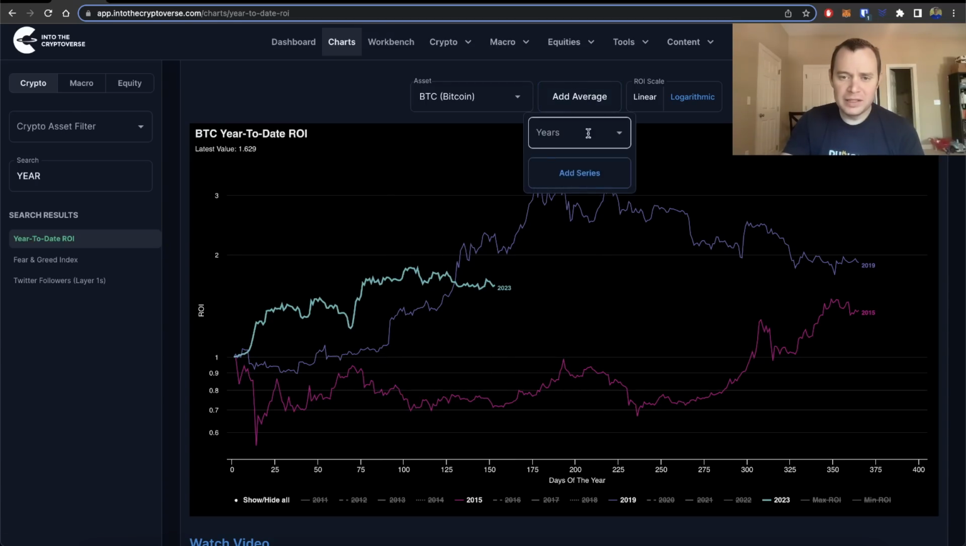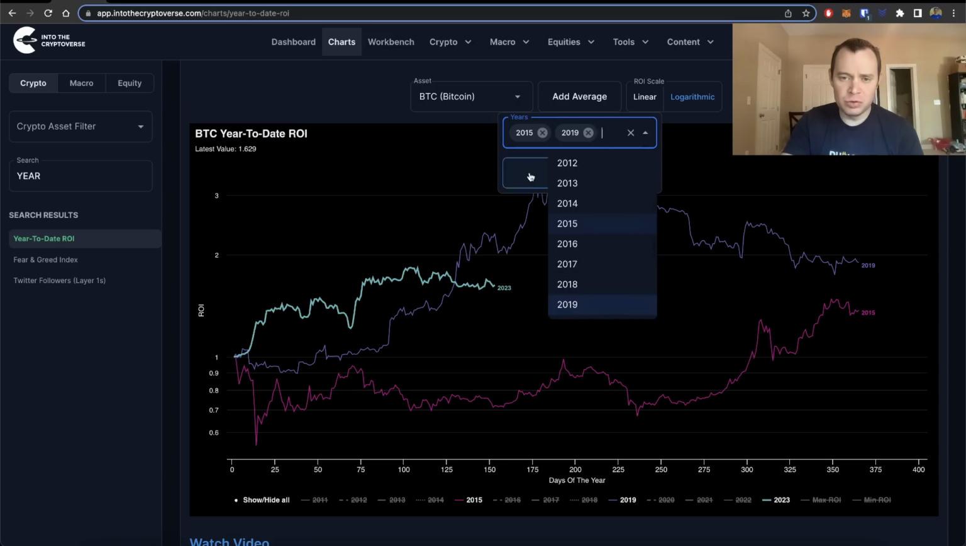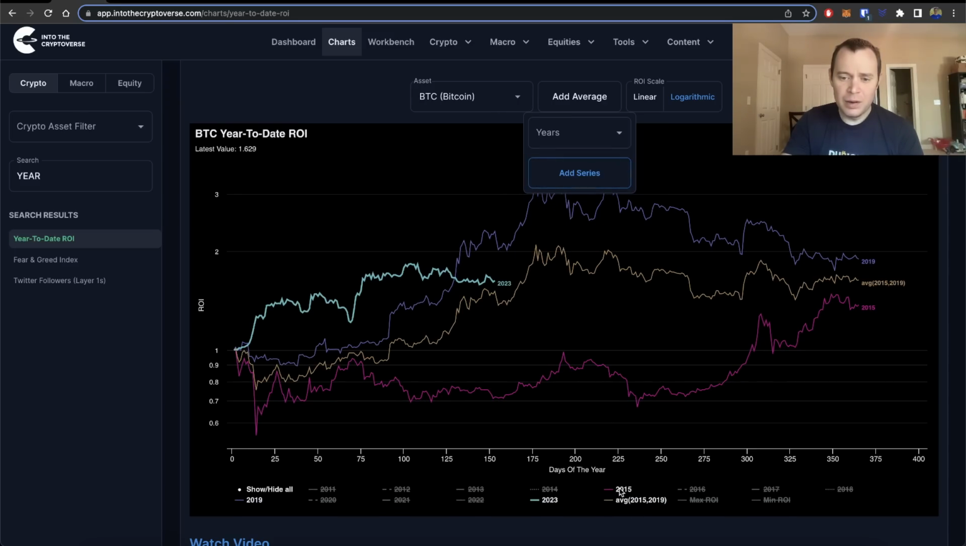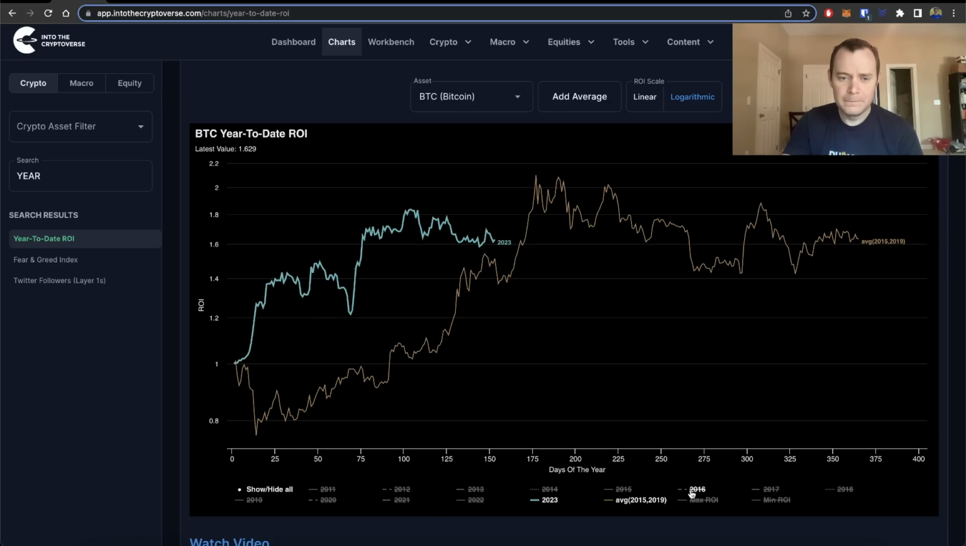And the way that I think we could look at this in a more compelling way is to average out 2015 and 2019. And when you do that, you get something that looks like this. So this is 2023, and then this orange line is an average of 2015 and 2019.